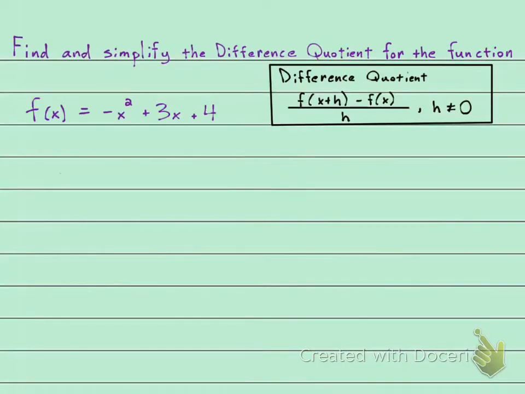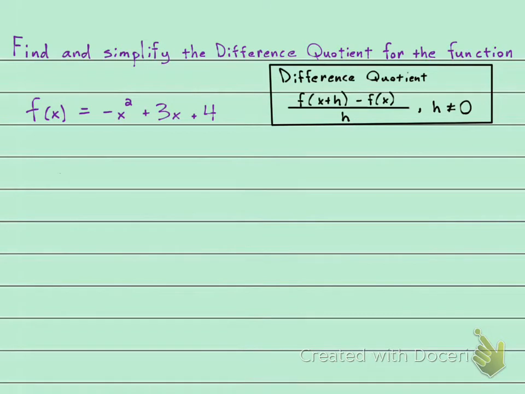Find and simplify the difference quotient for the function. So they give us a function here, f of x, and we need to find the difference quotient. The difference quotient is defined as f of x plus h minus f of x, which we already have over here, all over h. Noting that h cannot be 0 because you can't have 0 in a denominator.